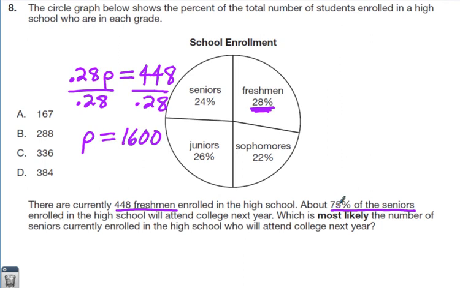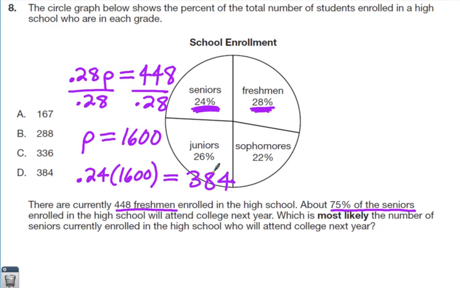Now, 75% of all the seniors, well, how many total seniors are there? I'm going to find what 24% of the total is, because that gets me the total seniors. So I'll do 0.24 times 1,600, and that gives me the total number of seniors. The grand total of seniors is 384.